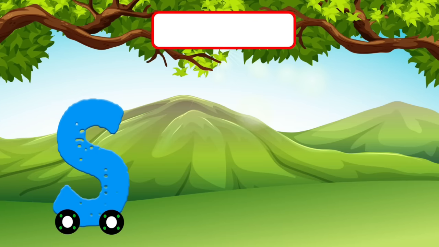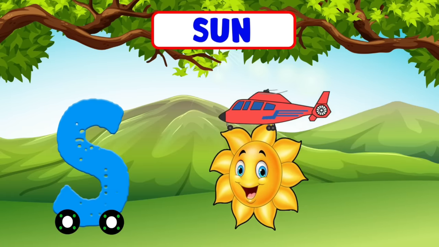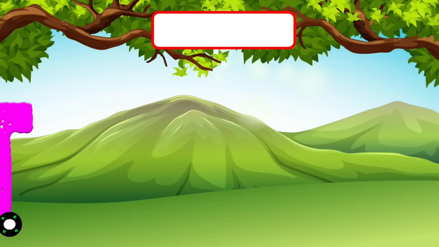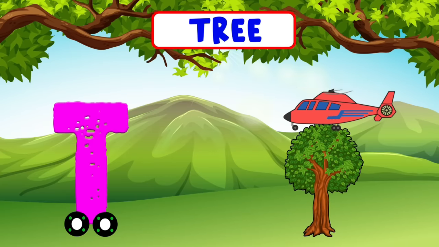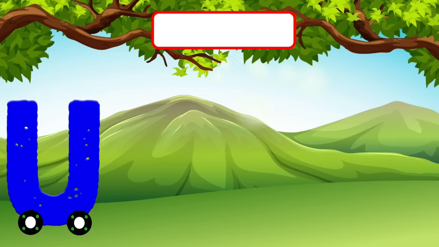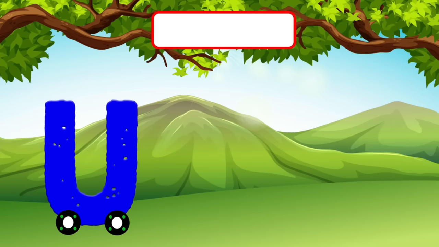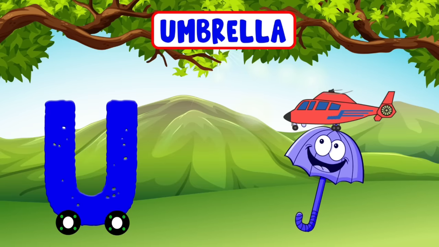S, letter S is for sun. T, letter T is for tree. U, letter U is for umbrella.